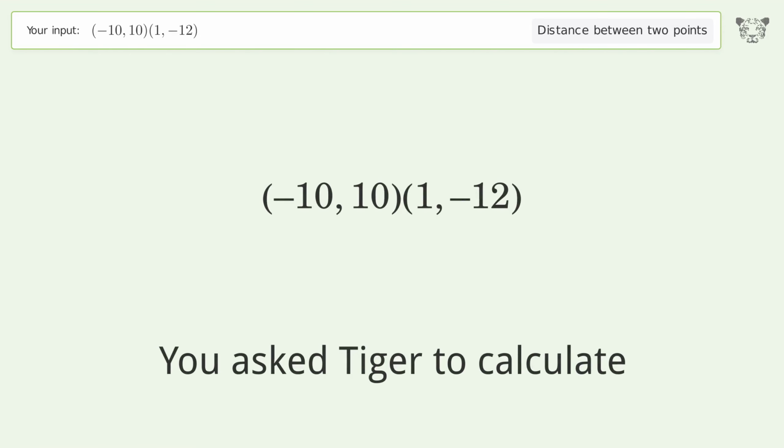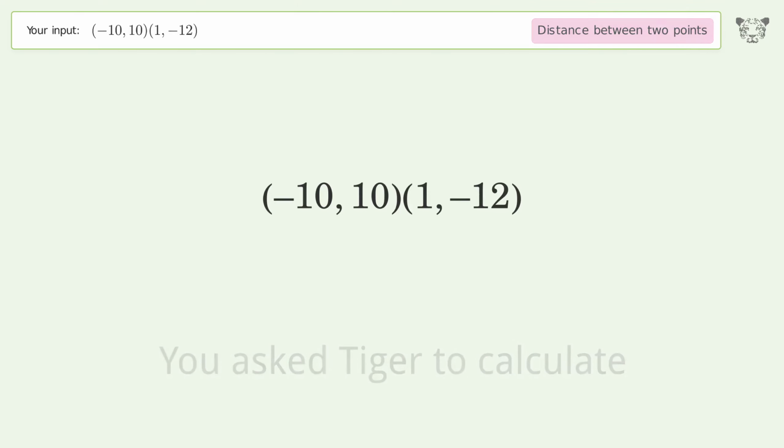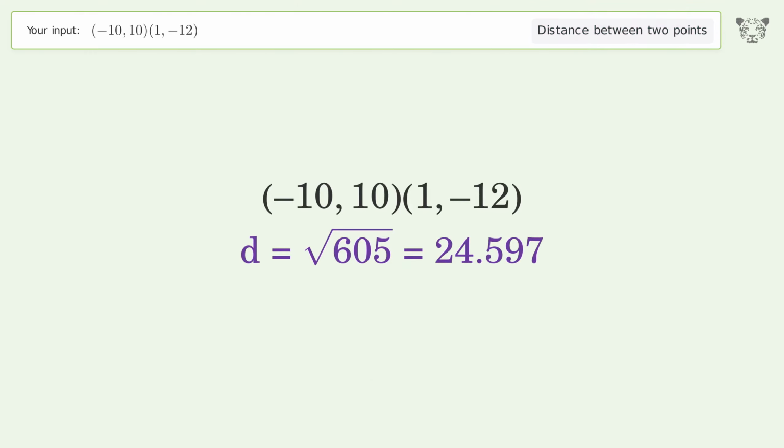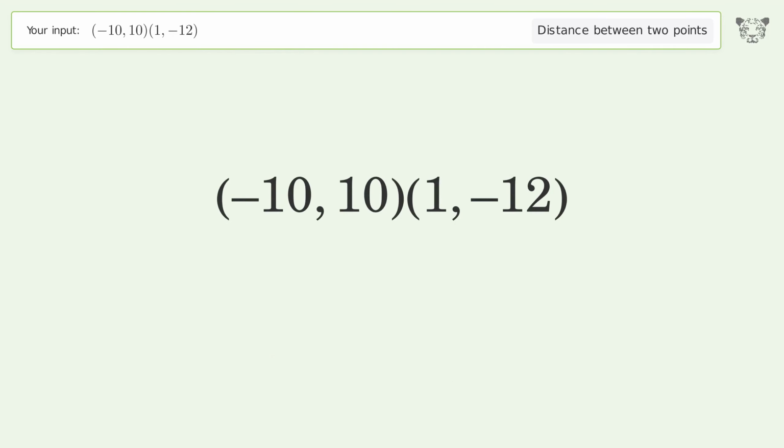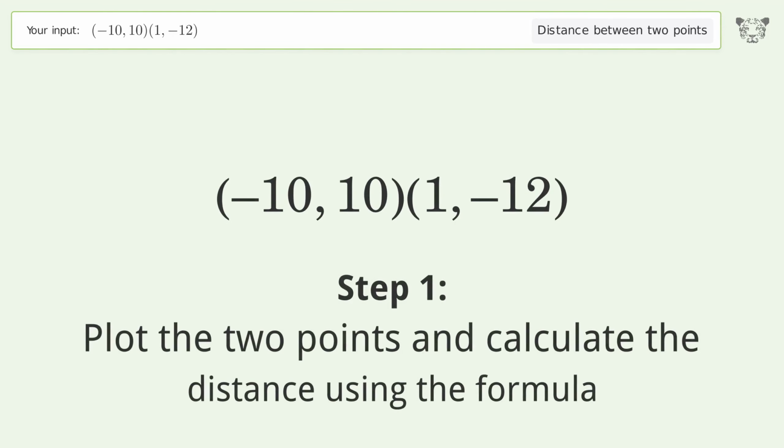You ask Tiger to calculate. This deals with the distance between 2 points. The distance between the 2 points is the square root of 605, or 24.597. Let's solve it step by step. Plot the 2 points and calculate the distance using the formula.